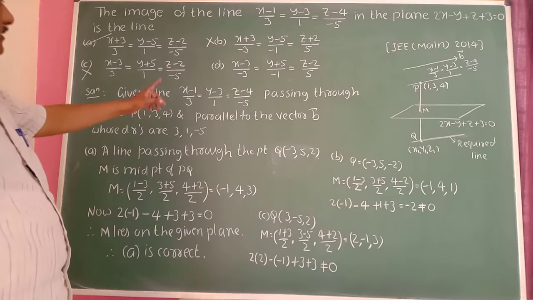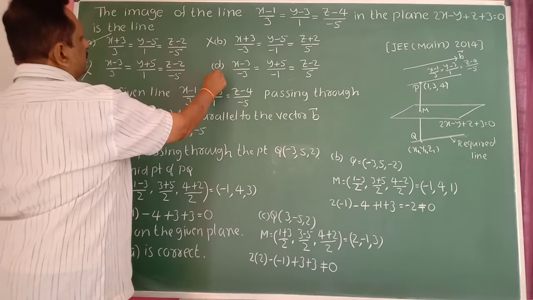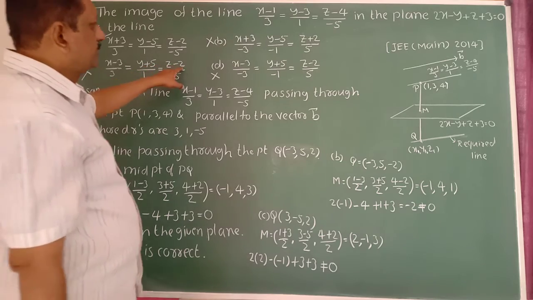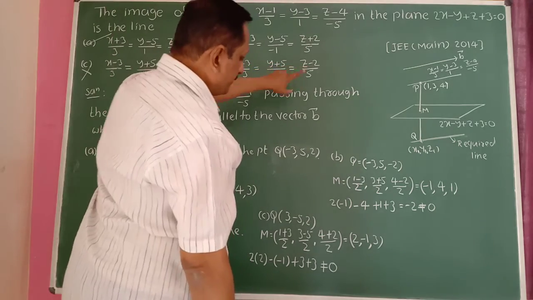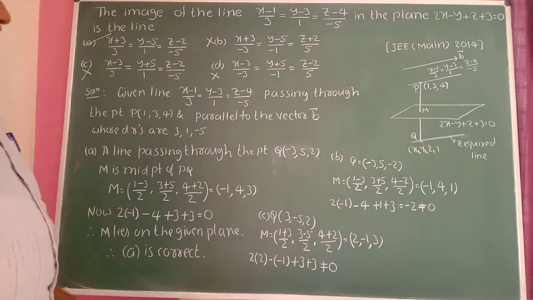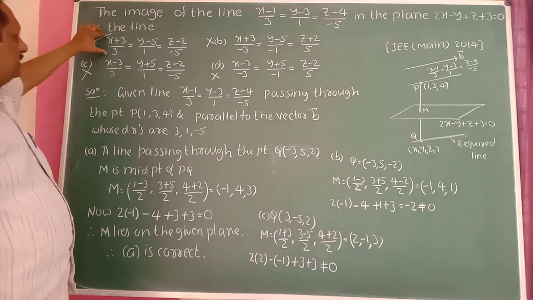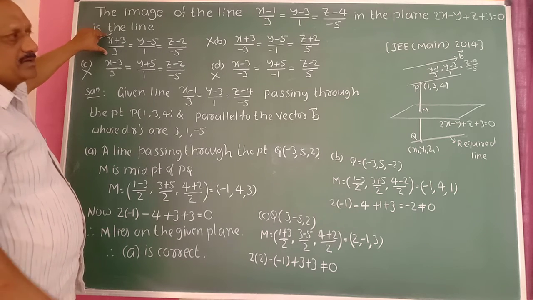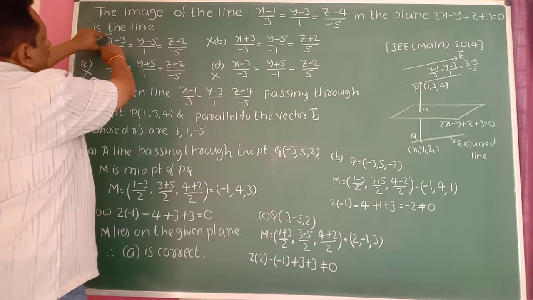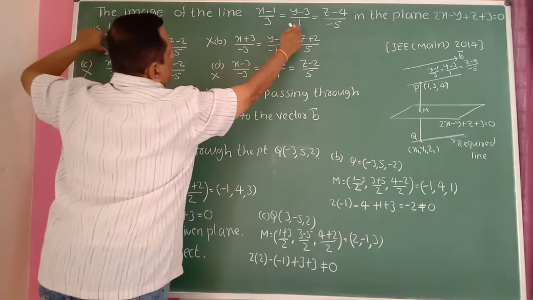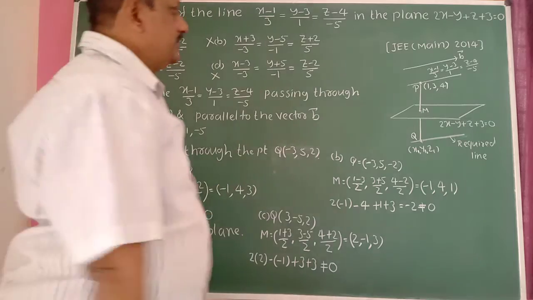Here the fourth option is also wrong, because here (3, -5, 2), the same point is there. Therefore we will get the same midpoint. Obviously D is also not correct. Therefore only this is the line, the image of the given line. Because this is parallel to this one, with denominators 3, 1, minus 5. Means this is the line.